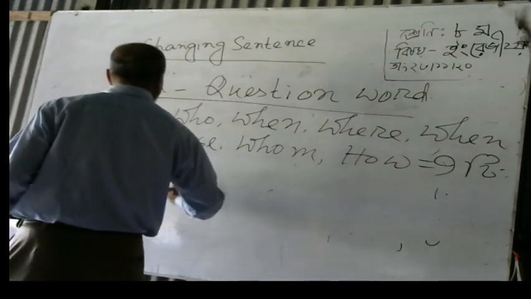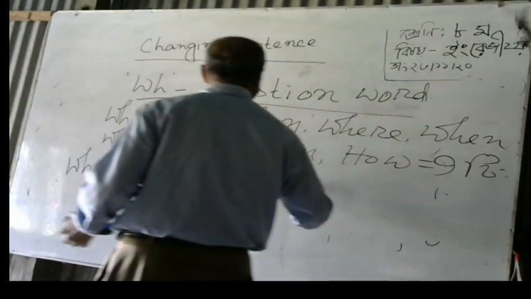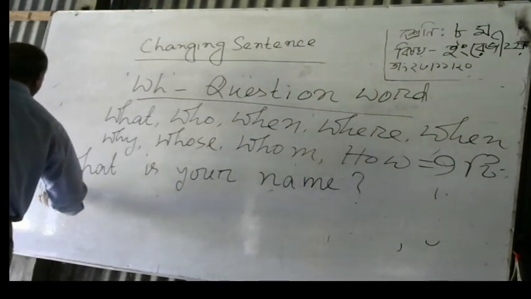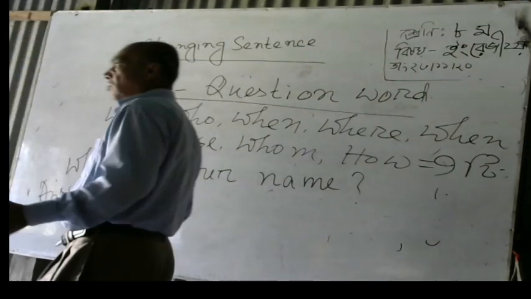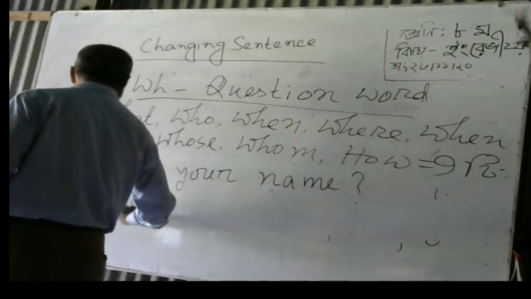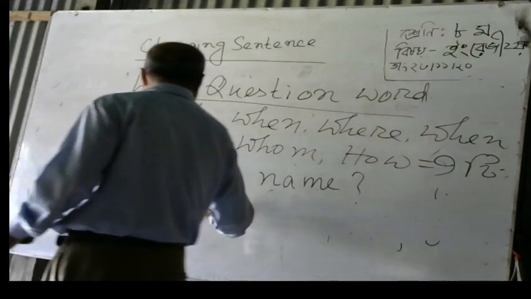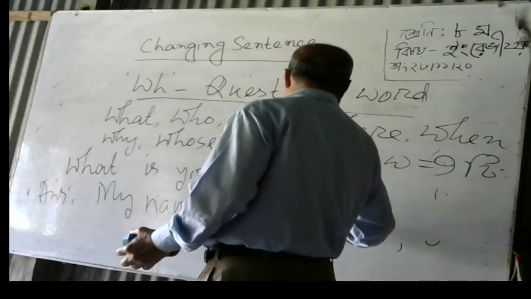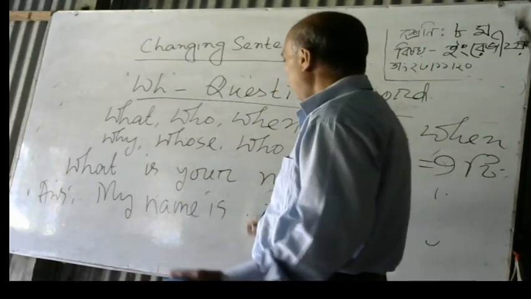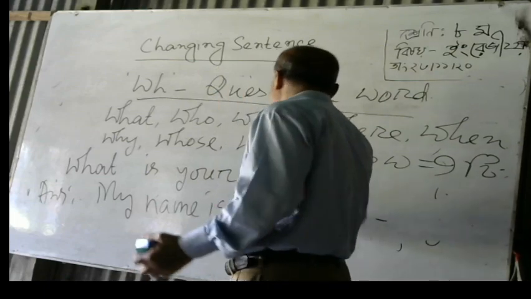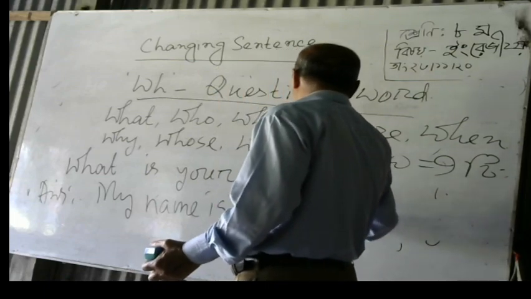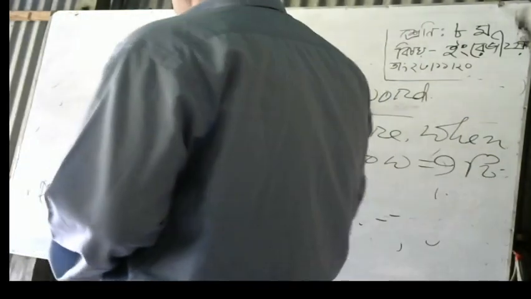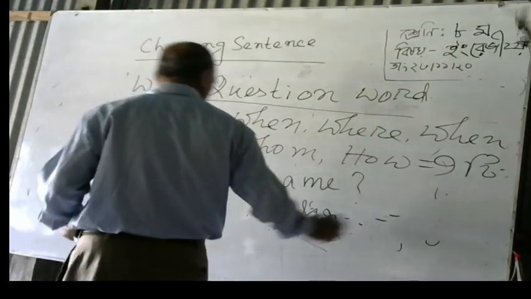What is your name? What will you answer? Your answer will be like this. You cannot say yes or no. You will just say, my name is, just the name. Whatever it is, you will give your name, like my name is Rofik, Shofik, Jabbar, whatever. So if we make any question using a WH question word, you cannot say yes or no.